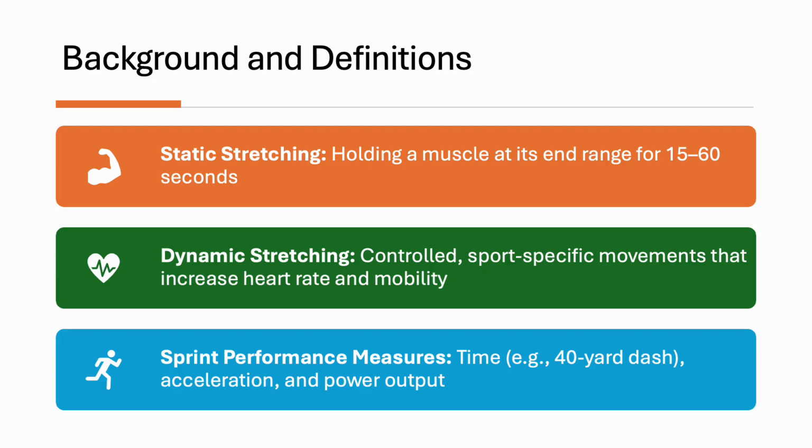So this project looks at sprint performance, and this will be measured in three ways: the time to complete the 40-yard dash, quadricep muscle activation measured by an EMG, and also how ready the athlete feels based on a subjective 1 to 10 rating.